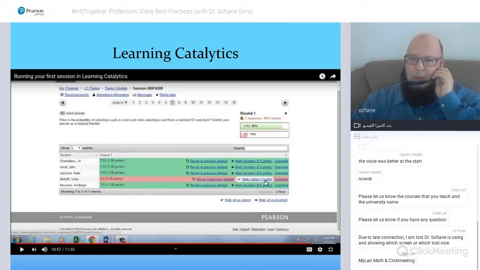And as you can see here, you will get the responses, how many did it correctly, how many wrong. So you can do it every 20, 25 minutes, you ask your students, so you can get feedback on whether they understood the subject or not. And there are plenty, thousands of questions.